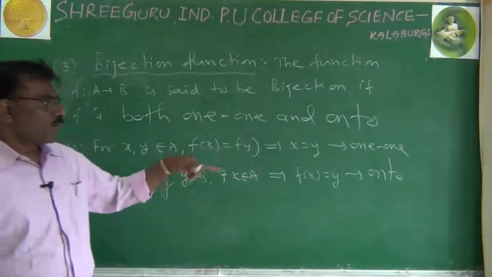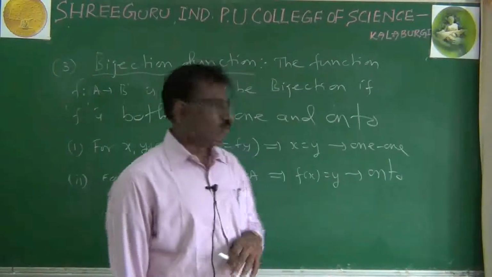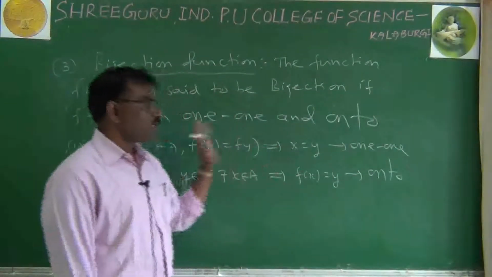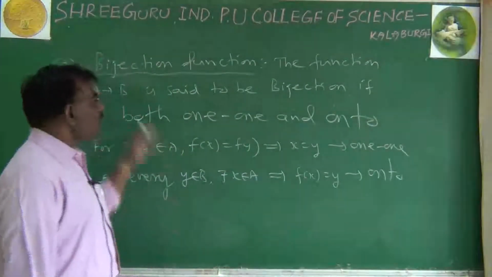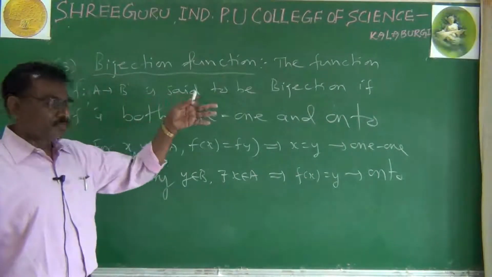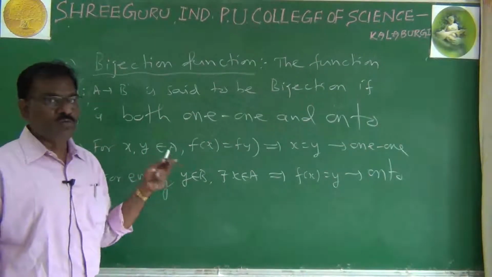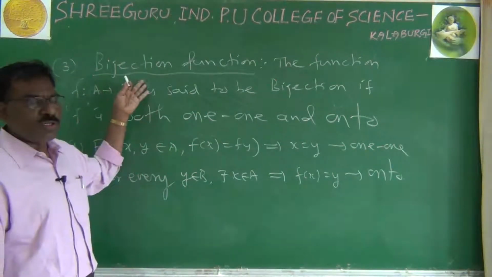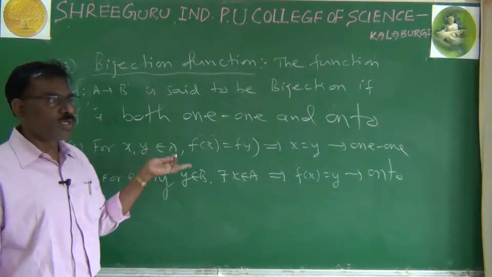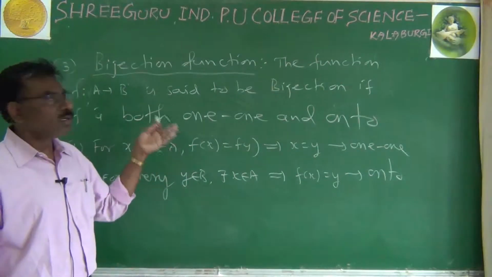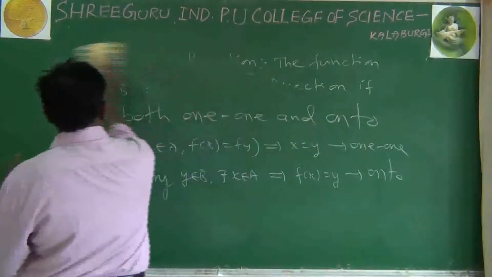F of x1 equal to f of x2 implies x1 equal to x2, this is called one-one. This is called onto. Both are satisfied, the function f is bijection. Or simply, first the function is one-one, second it is onto. The function f from A to B is said to be bijection if it is both one-one and onto.